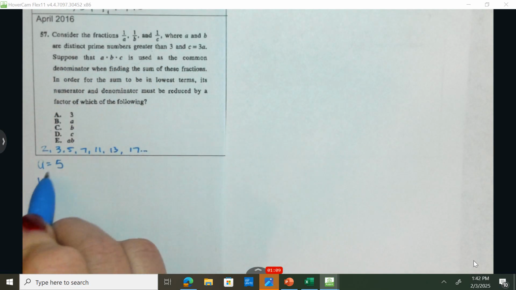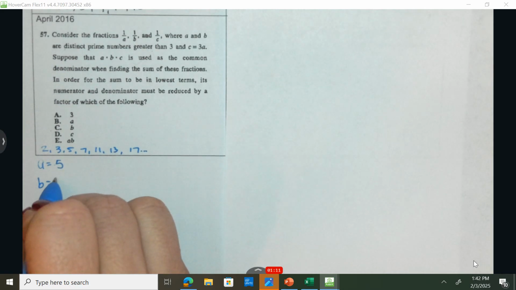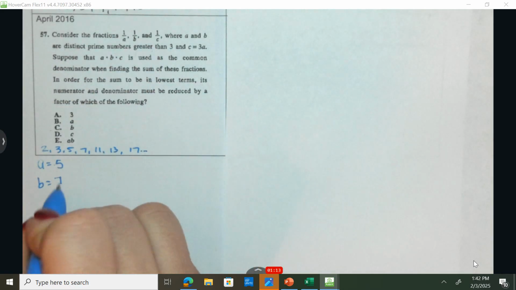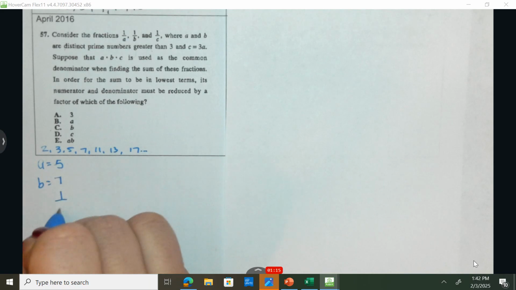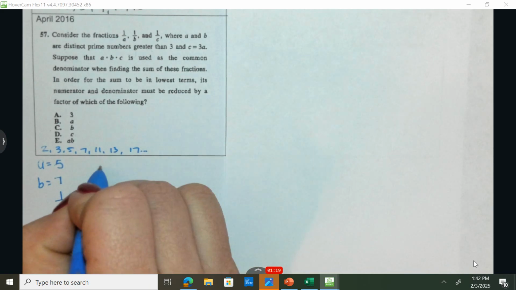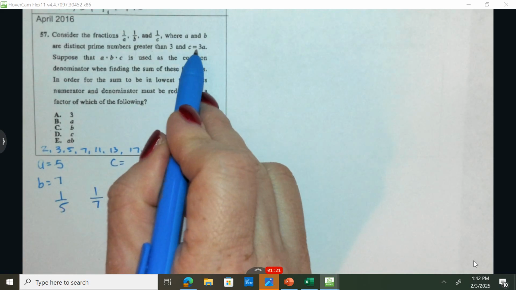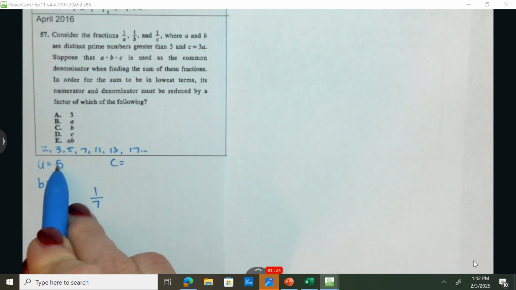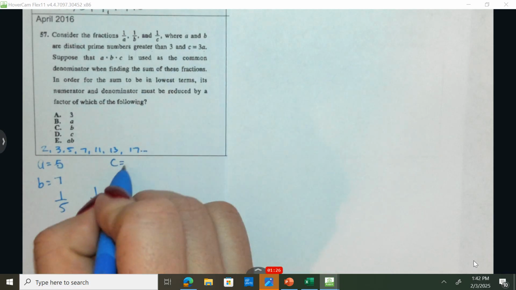I also want a and b to be different prime numbers. So if a is 5, I'm going to make b 7. Now I'm going to write this down. 1 over a is 1 over 5, and 1 over b is 1 over 7. Now what is c? c is going to be 3 times a. I decided a is 5, so 3 times 5 is 15.